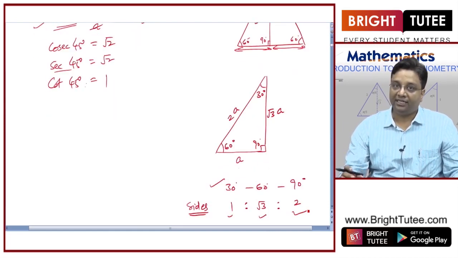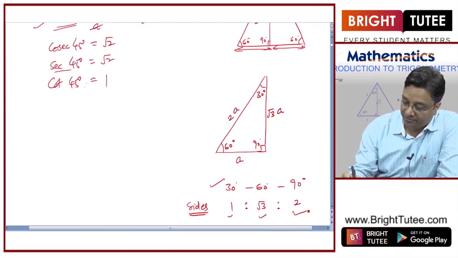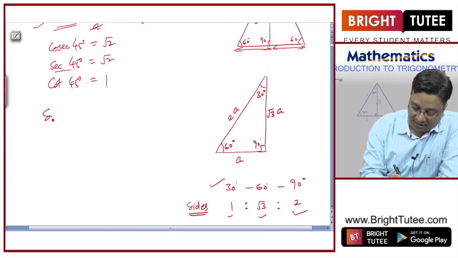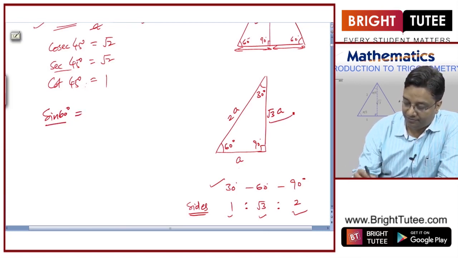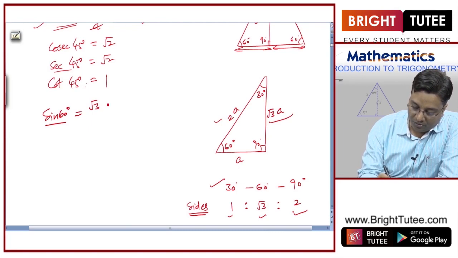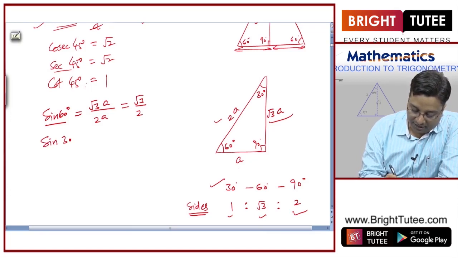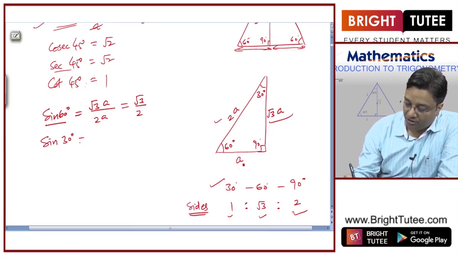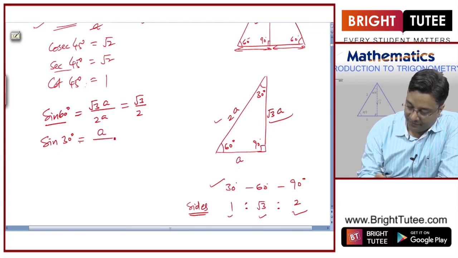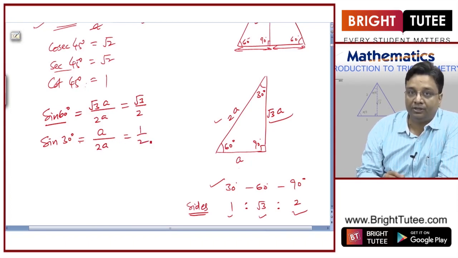Now let's talk about these trigonometric values. If I talk about sine 60, what will be sine 60? Opposite by hypotenuse, which is equal to root 3a by 2a, hence equal to root 3 by 2. And sine 30 will be equal to opposite, which is a, opposite to 30 is a, and hypotenuse 2a. So it will be equal to 1 by 2. So I have got sine 30, sine 60.